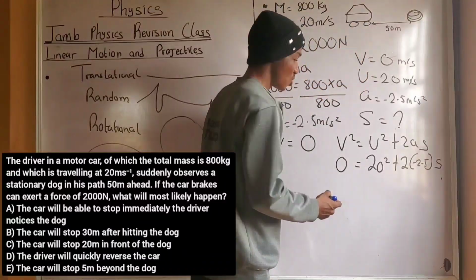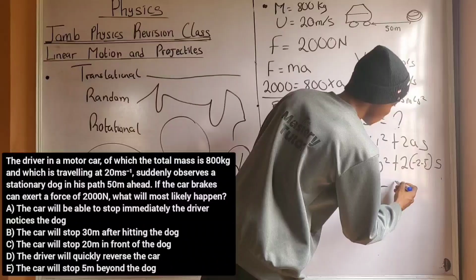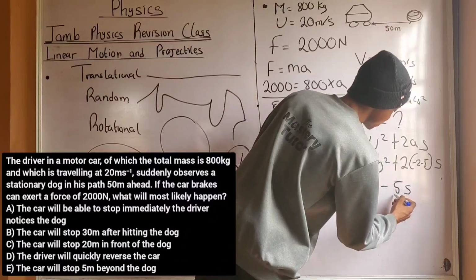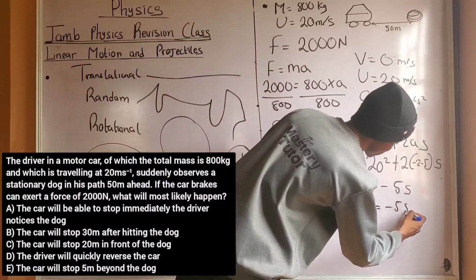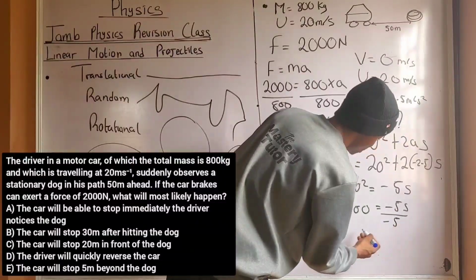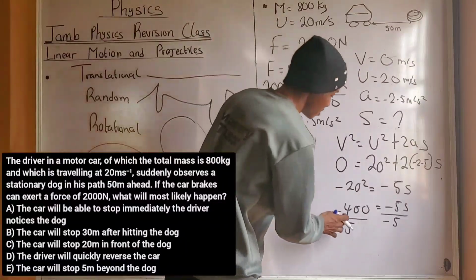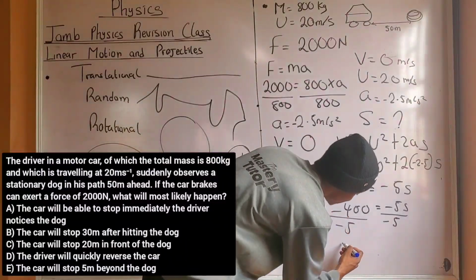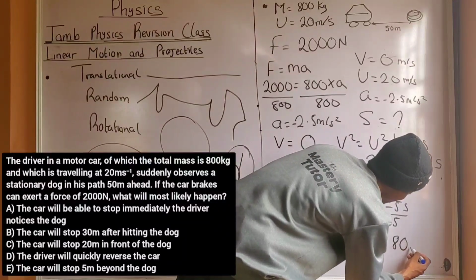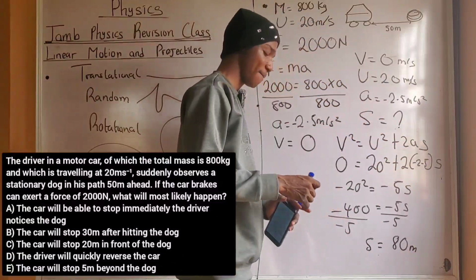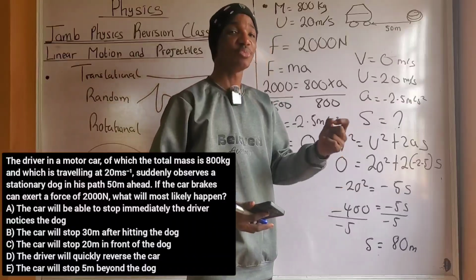S is unknown. So I'm going to have negative 20 squared equals negative 5S. To get the value of S, this over negative 5 and this also over negative 5. Are you getting it? Now, S, the distance, is equal to 80 meters. Do you know why? That is the distance that the car covers when the brake was applied.